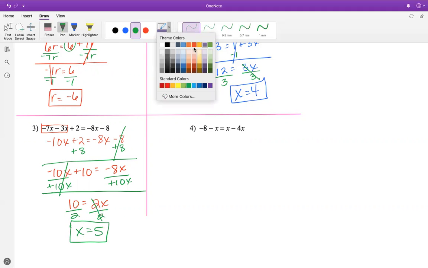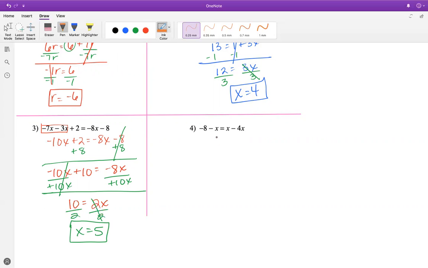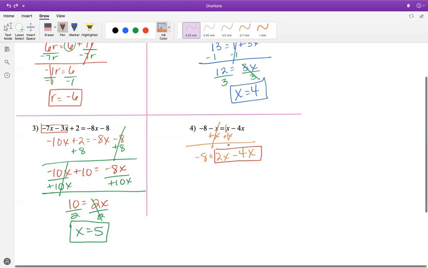And the last one, let's see. I think I'm going to add this x here. I'm left with negative 8 equals 1x plus 1x is 2x minus 4x. Okay, so then I don't actually have to move these to two sides because they're on the same side of my equal sign, because I didn't notice those at first, but that's okay. We can fix it now.